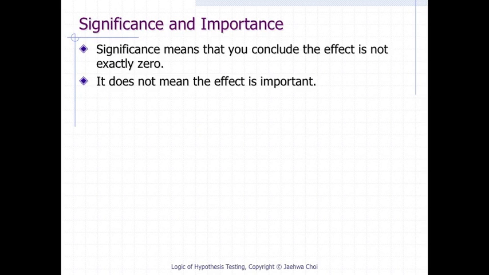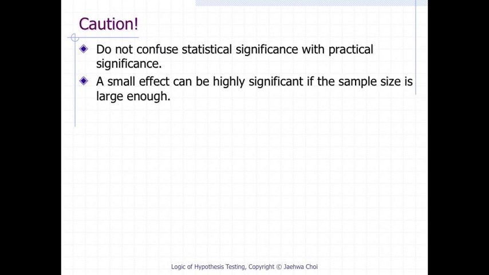It is very important to keep in mind that statistical significance means only that the null hypothesis of exactly no effect is rejected. It does not mean that the effect is important, which is what significant usually means. When an effect is significant, you can have confidence the effect is not exactly zero. Finding that an effect is significant does not tell you about how large or important the effect is. Do not confuse statistical significance with practical significance. A small effect can be highly significant if the sample size is large enough.